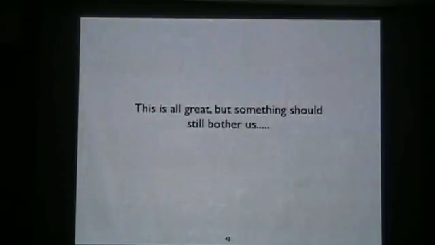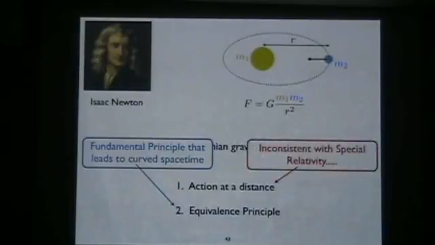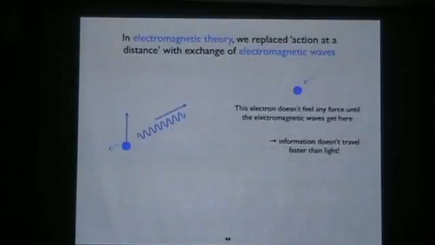Okay. So this is all great. We've studied curved geometry. We've seen the equivalence principle in curved geometry, but now I just want to come back at the end to the fact that something should really bother us. The equivalence principle was a fundamental principle that led us to curved space-time, but we never came back to Newtonian gravity, with its action at a distance, and that was inconsistent with special relativity, and I want to come back to that. Now, action at a distance had a natural solution in electromagnetism.